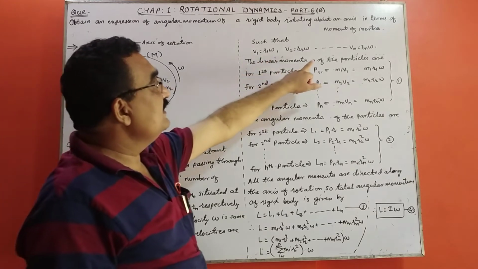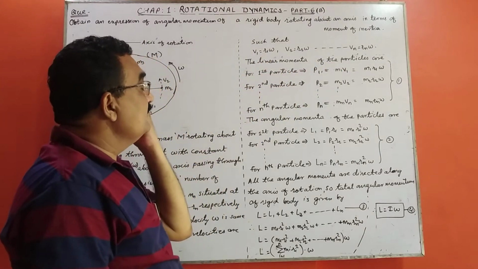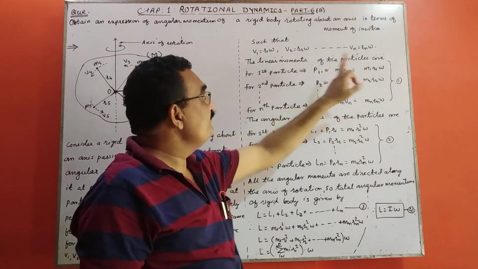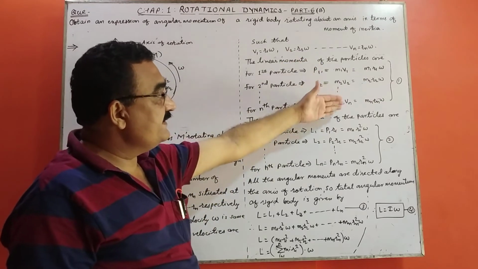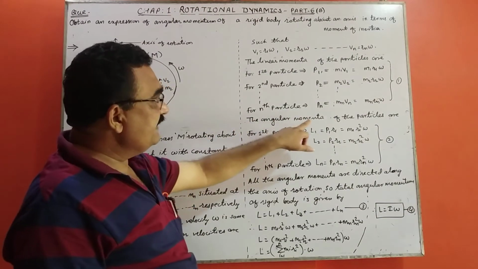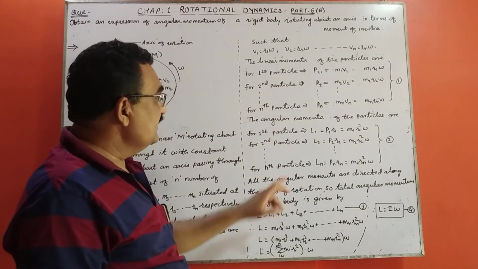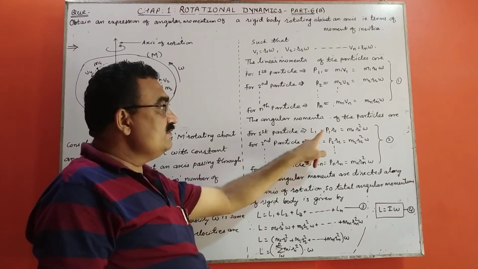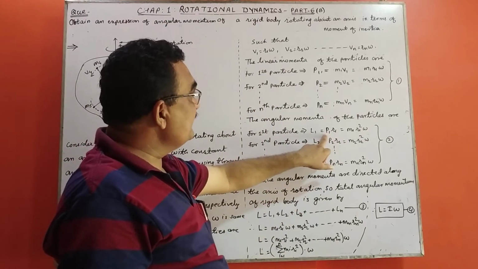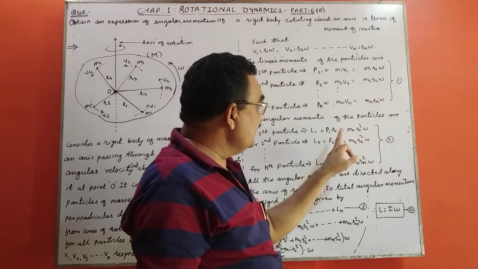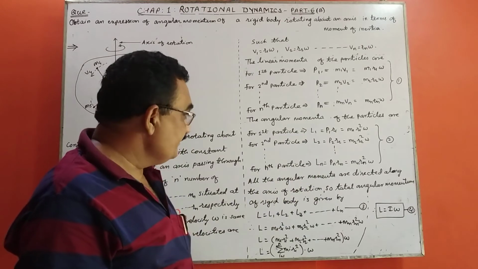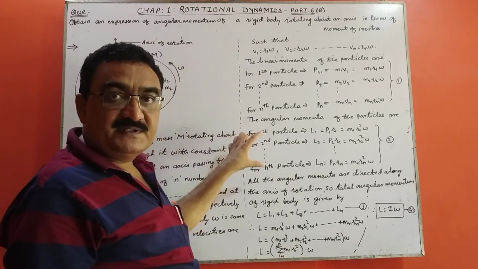So the linear momentum of the particles. For the first particle, p1 is equal to m1 v1, but v1 is r1 omega. Then second particle, third particle. In this way you can write the individual linear momenta. From that we can write the angular momentum of the particles. The relation is L is equal to P into R, where P is linear momentum and R is the distance. So put the value of P1, it is m1 r1 omega into r1, so it is m1 r1 square omega. Like that we can write up to Ln. These are individual for the particles.